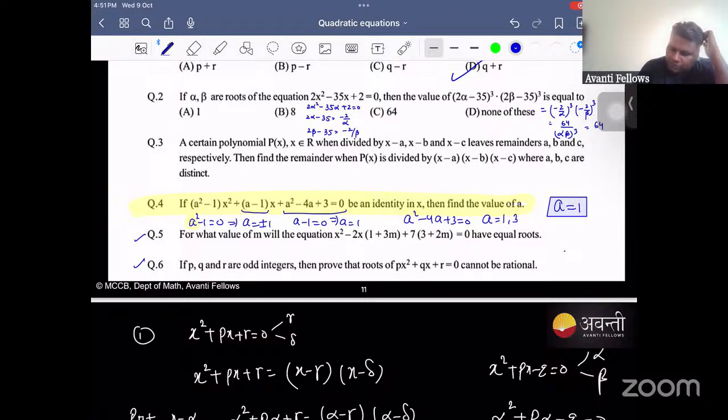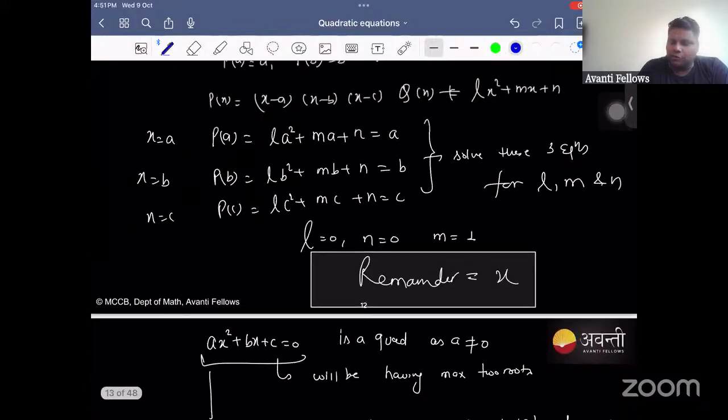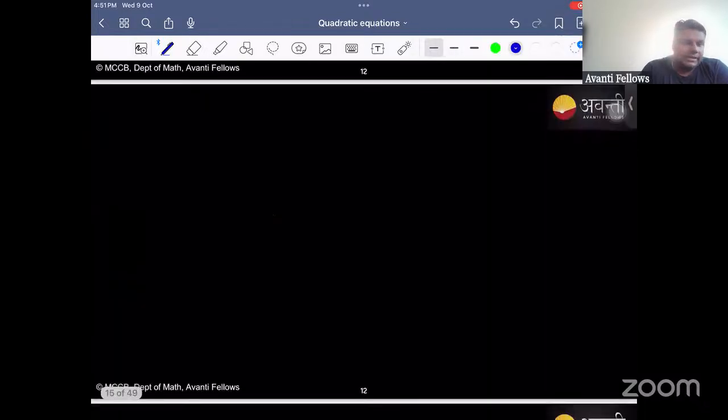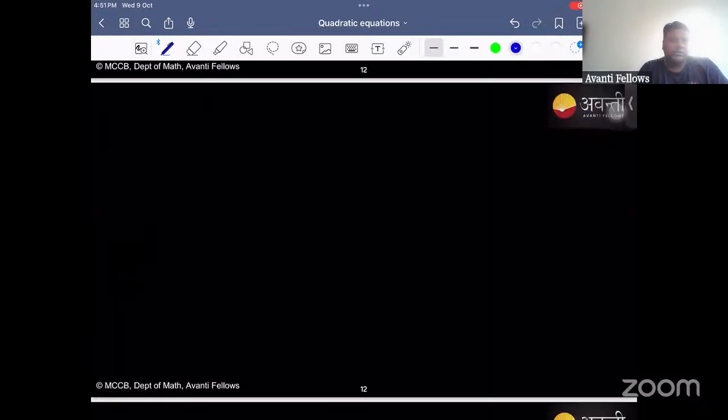All right. So the fifth question is, for what value of m will this equation have equal roots? So for equal roots, what do we do? For equal roots, its discriminant should be 0. Isn't it? So simply, you find the discriminant of this quadratic equation and make it 0.